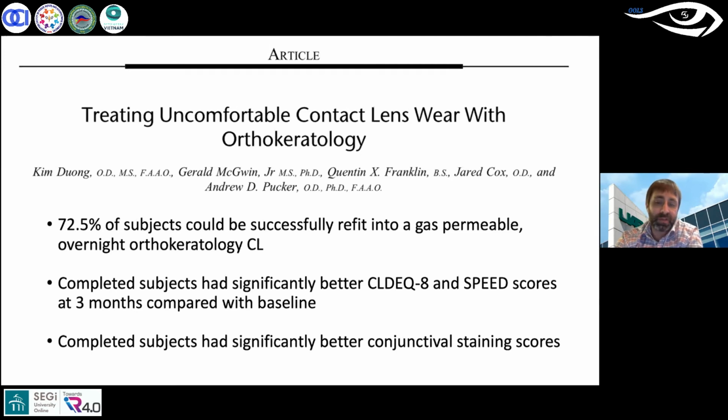And also they actually had some better ocular surface signs. Their conjunctiva had less staining, and that just makes sense. If you're not having a contact lens on the eye during the day, you're not having that irritation present, and maybe your eye's surface will be healthier because of it.